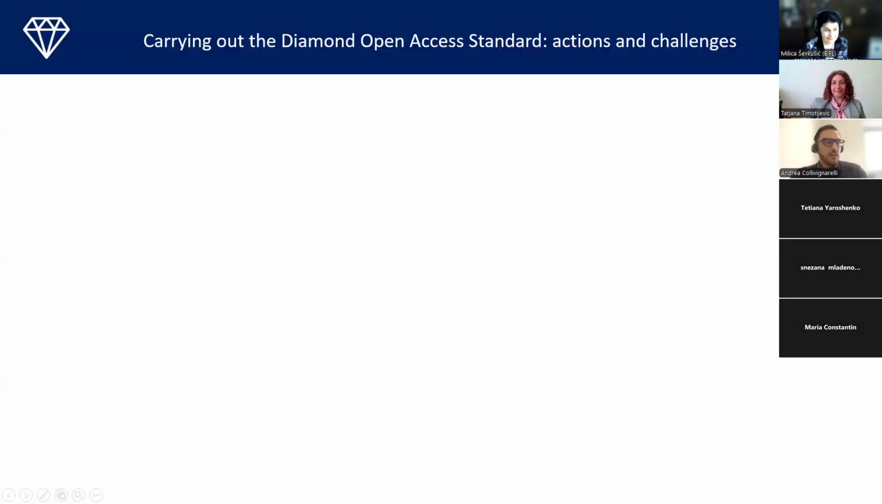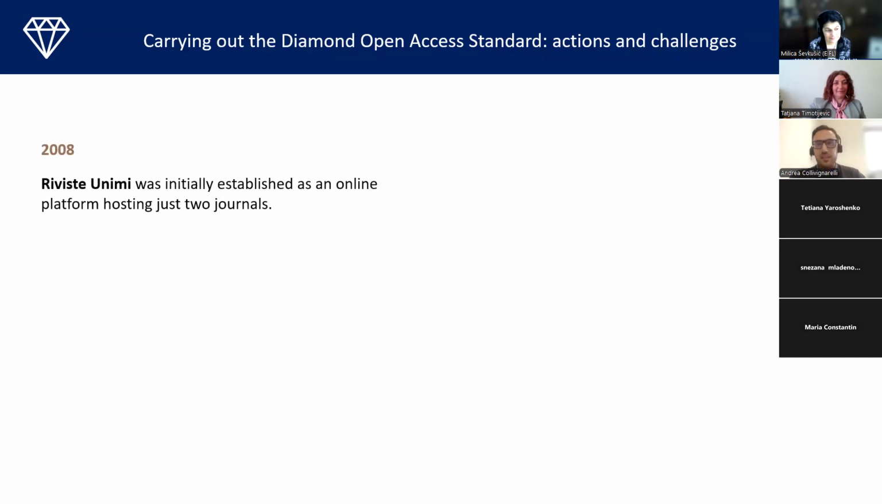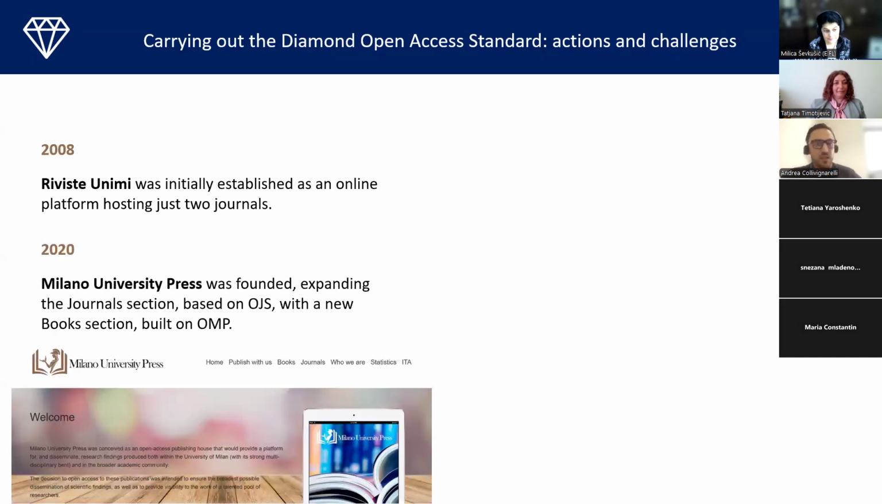Okay, thank you, Melissa. I'll start with a presentation of our publishing house based at the University of Milan. Riviste Unimi is our platform of journals, and was born in 2008 as an online platform with only 2 journals. Over the years, Milano University Press became a real publishing house with 2 sections, one for the journals based on Open Journal Systems, and another for books built on OMP, the equivalent of OJS for books.